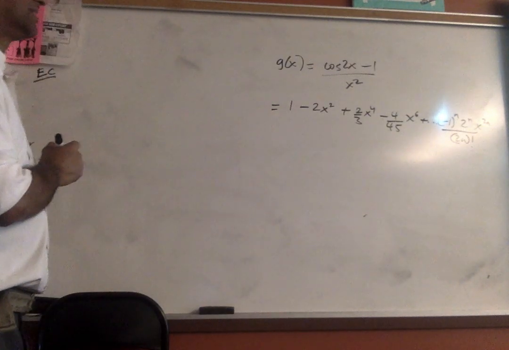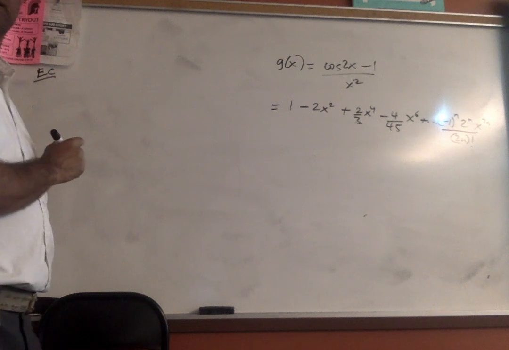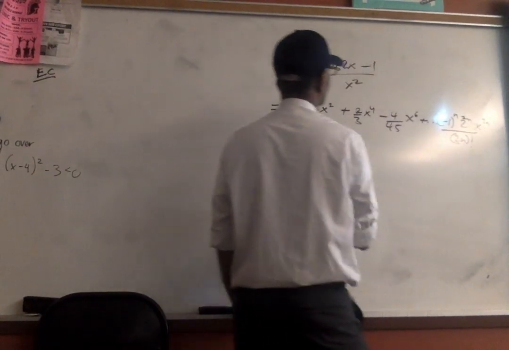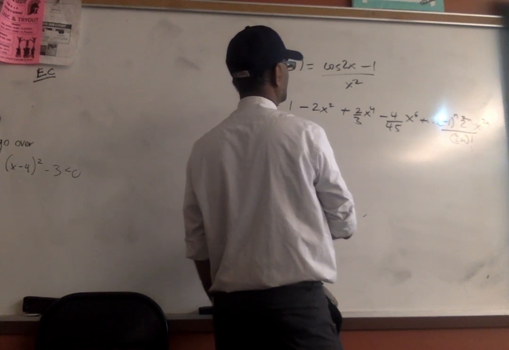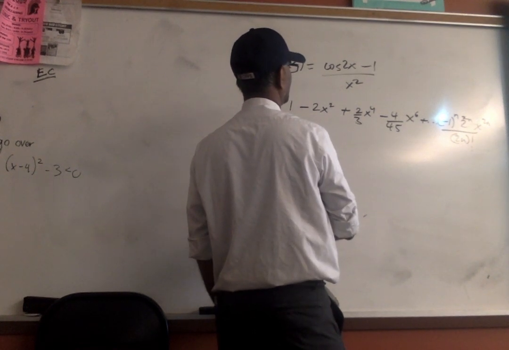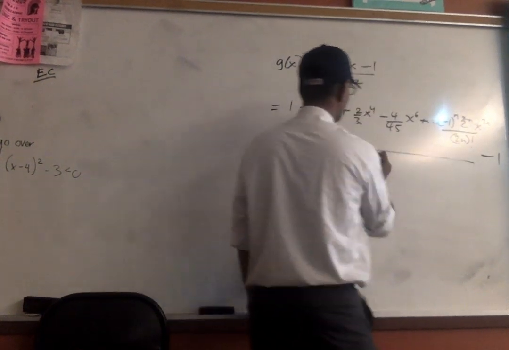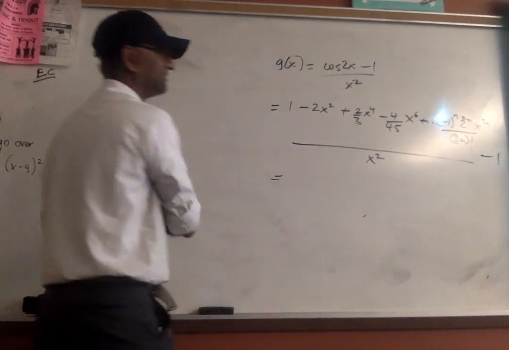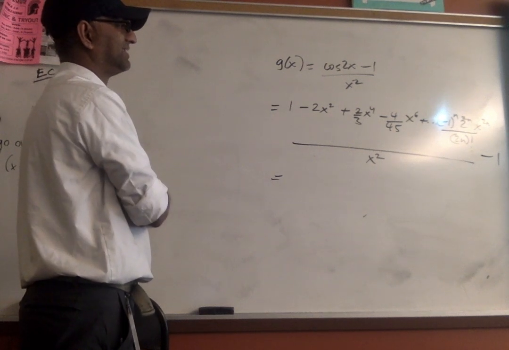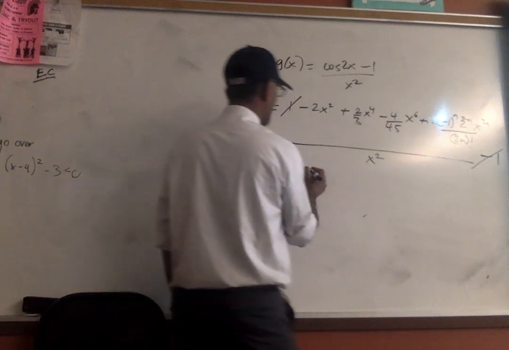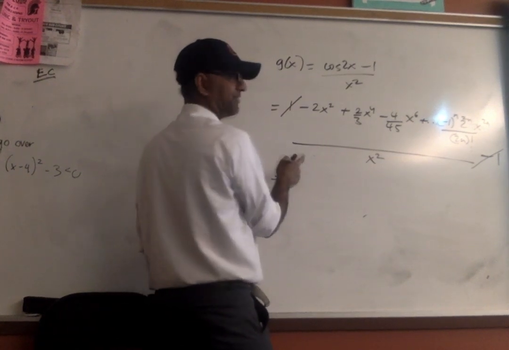What else should I write? Was it 2 to the power of n or 2 to the power of 2n? Oh, 2n. What else should I write? That's cos 2x. Thank you. Minus 1 and then all over x squared. So what will happen? The 1 vanishes. And then what do I do last step? Divide every term by x squared.